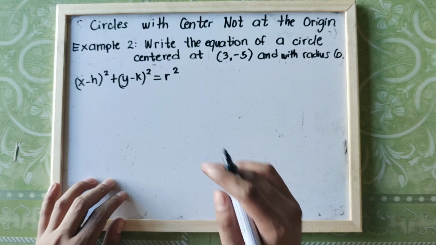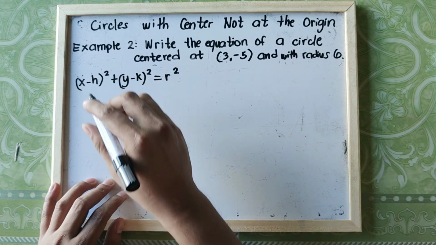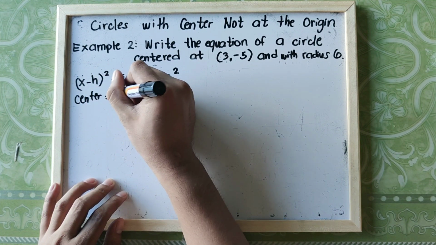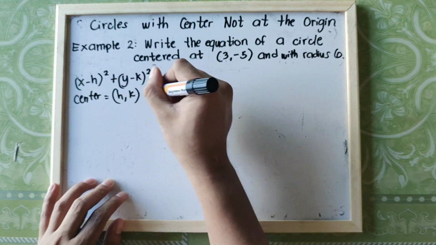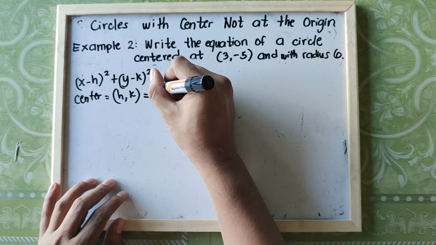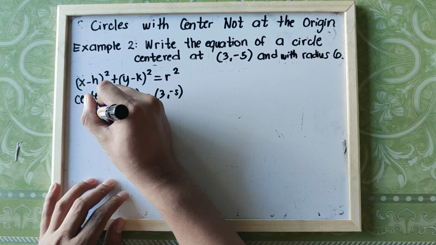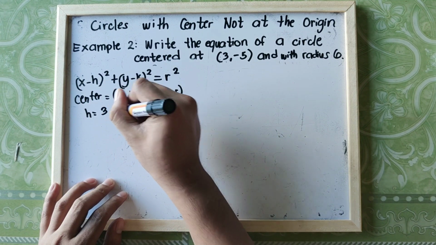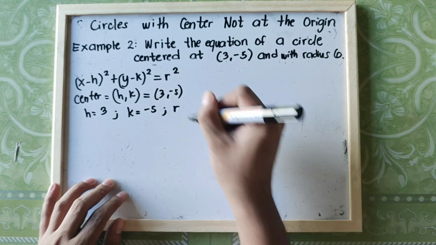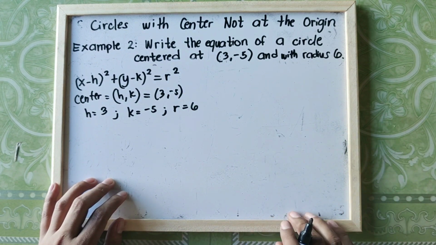So, in the equation, what are h and k? Again, h and k is our center. And the center of a circle is located at (3, -5). Therefore, our h is 3, and our k is -5. And our r, from the given example, with radius 6, is 6.